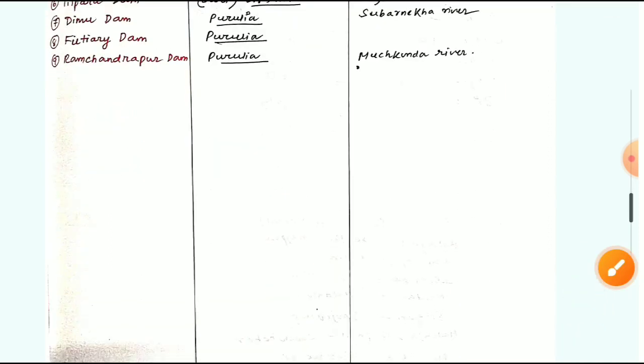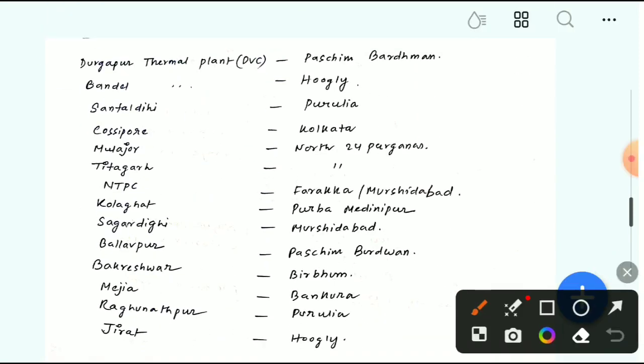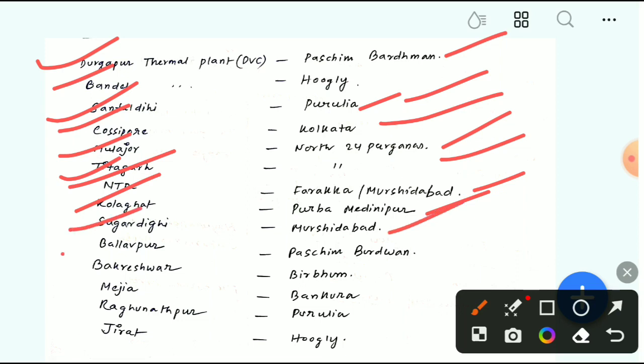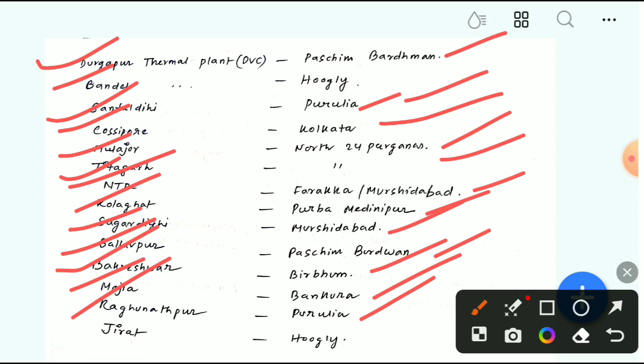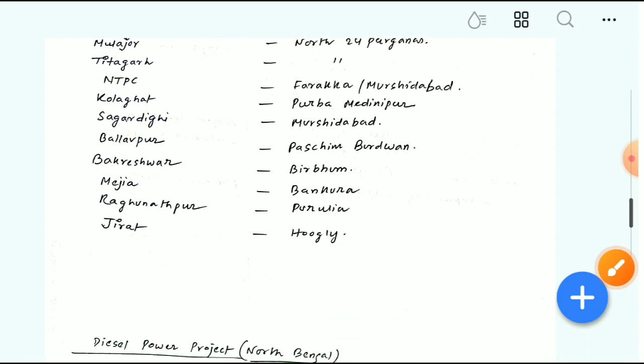Next are the thermal power projects in West Bengal. Durgapur thermal power project is in Paschim Bardhaman. Bandel is in Hooghly. Santaldih is in Purulia. Cossipore is in Kolkata. Mulajor, North 24 Parganas. Titagarh, North 24 Parganas. NTPC Farakka. Kolaghat, Purba Medinipur. Sagardighi, Murshidabad. Ballavpur, Paschim Bardhaman. Bakreshwar, Birbhum. Mejia, Bankura. Raghunathpur, Purulia. And Jirat is on the Hooghly river. So these are the important thermal power projects.